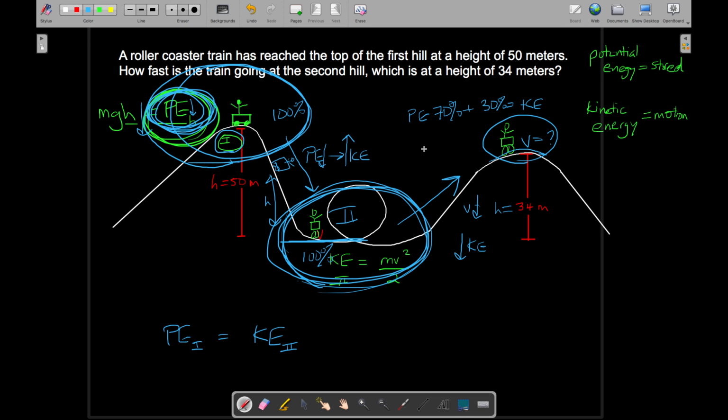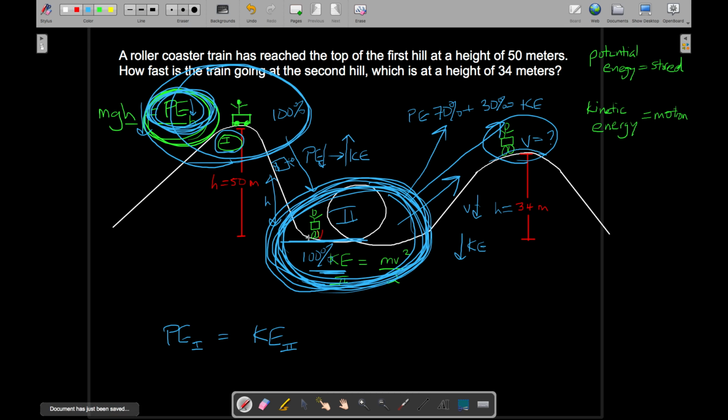So you'll notice that there is a portioned out perspective or view of the mechanical energy, the total energy that's happening. You can say that 100% of all the energy at the bottom of the first hill is kinetic. But then as we go up the second hill, 70% went to potential, the other 30% is still kinetic.